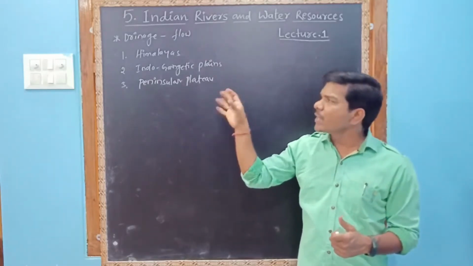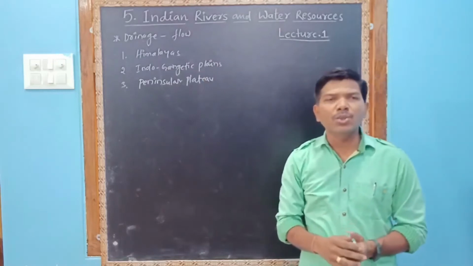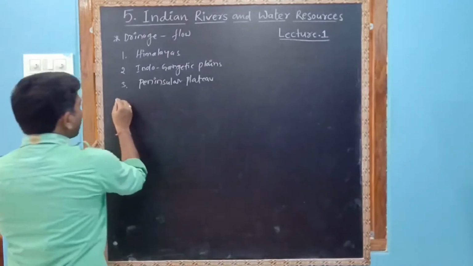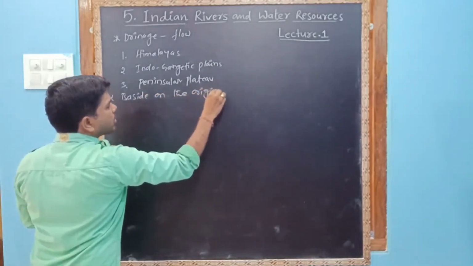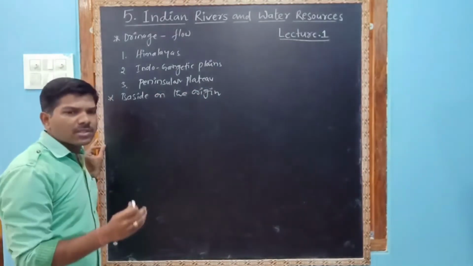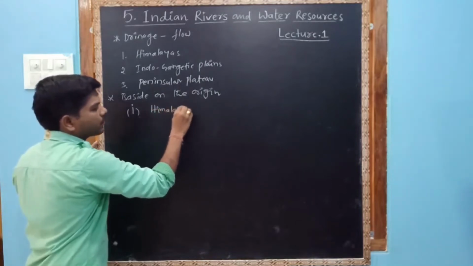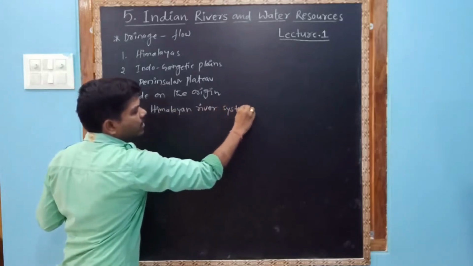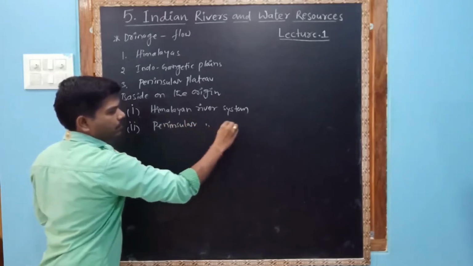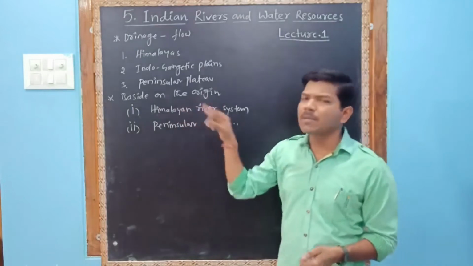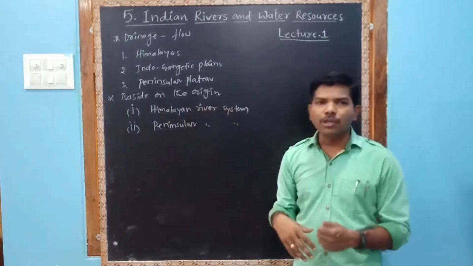Next, based on origin, our Indian drainage system, or Indian river system, can be divided into two categories. First, the Himalayan river system, and second, the Peninsular river system. On what basis? On their places of origin. Origin means where they take birth, wherever they start.